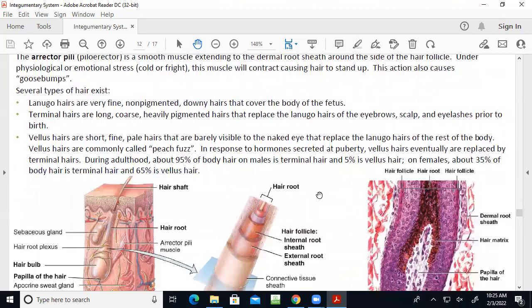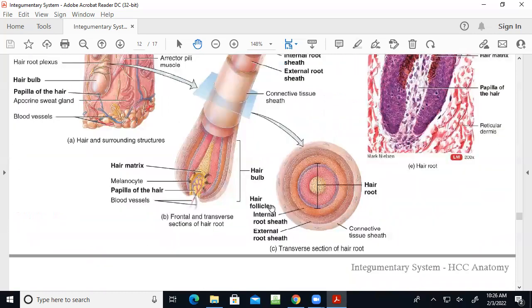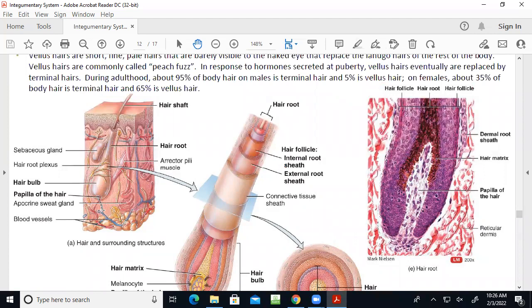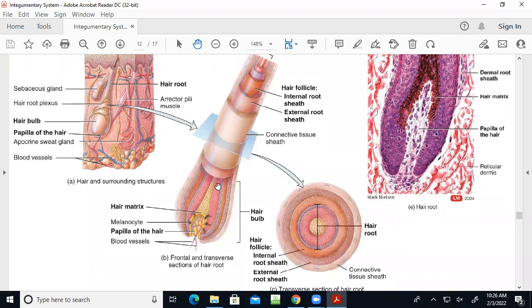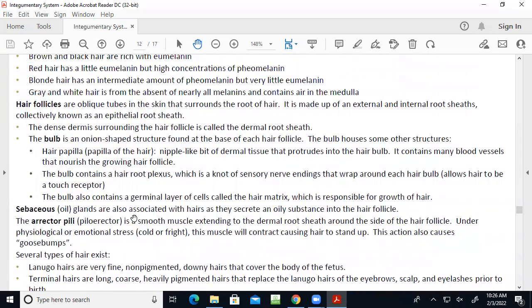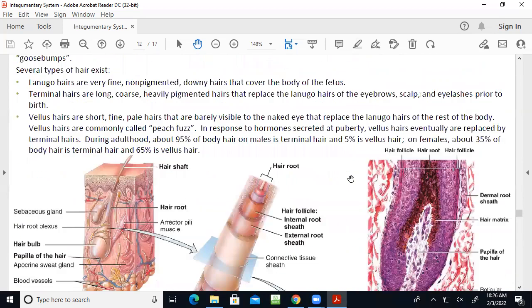Okay, as I mentioned, we're going to talk about the structure that encloses the hair root, what we call the hair follicle. Okay, you can see it's labeled here in this picture where we've exposed different layers. Let's do that now. Hair follicles are oblique tubes in our skin that surround the root of the hair. So it's basically just a structure or a tube that encloses the hair and holds it in place. There's 2 parts to it, an external and an internal root sheath. Collectively, those are what we call the epithelial root sheath.